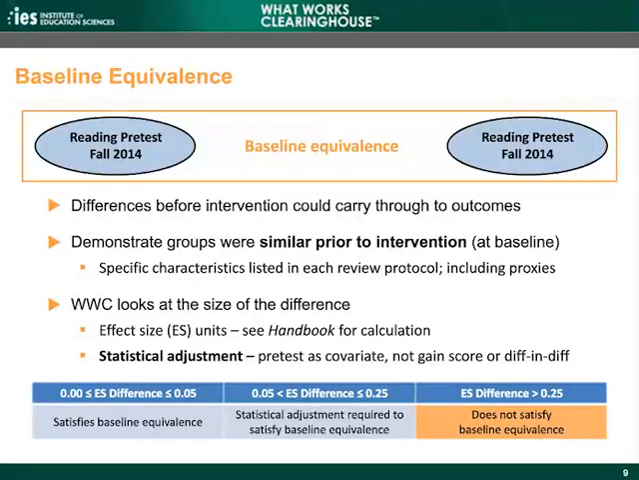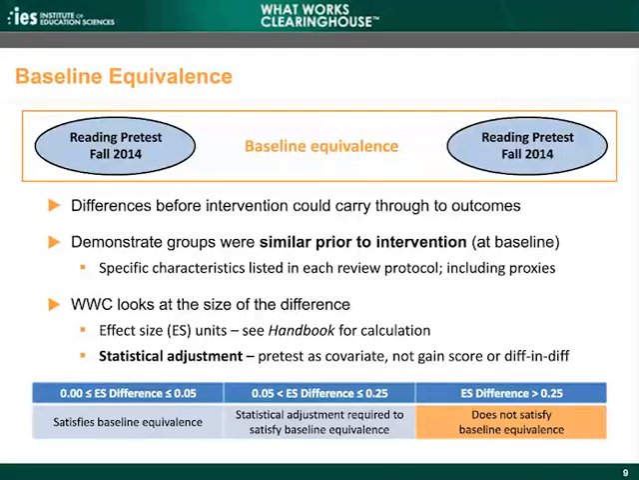To determine whether the groups are equivalent at baseline, the WWC looks at the size of the difference between the groups on each key measure of interest. The difference is measured in effect size units and you can see the WWC handbook for the specific calculation that we use. Using an effect size rather than statistical significance ensures a consistent metric to assess equivalence regardless of the study's ability to detect differences between the groups, which can vary with the sample size.